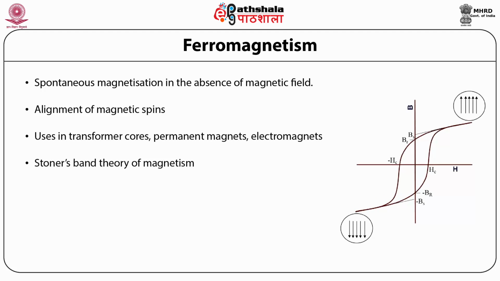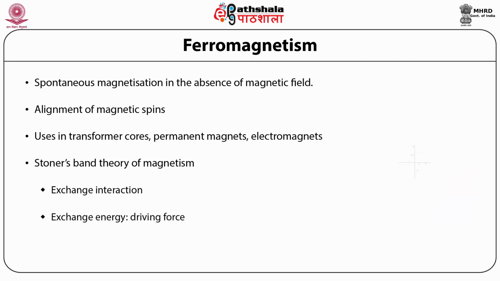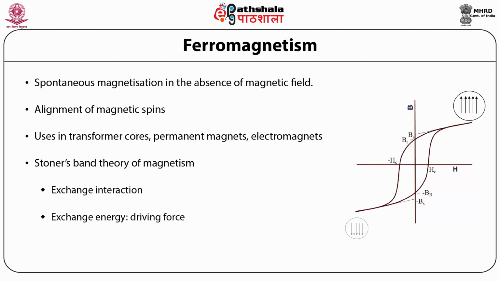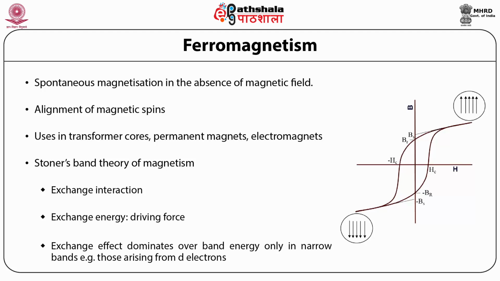Stoner's band theory explains ferromagnetism, which describes three key ideas. First is the exchange interaction. Second, exchange energy, which is basically the driving force. Third is the exchange effect, which dominates over the band energy only in narrow bands, for example, those arising from d electrons.